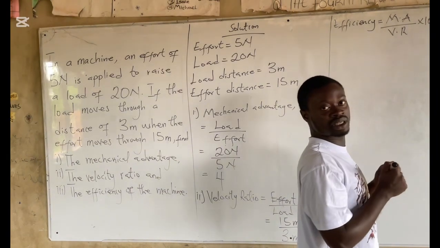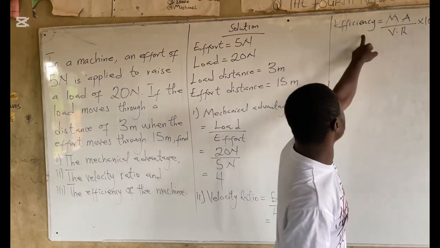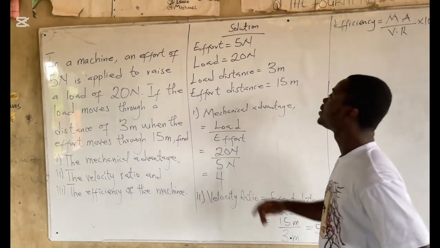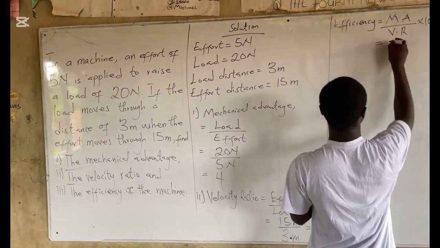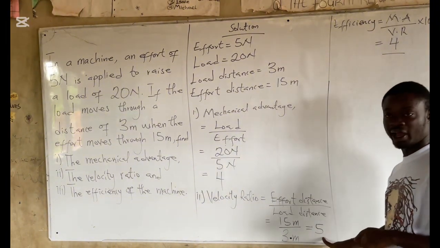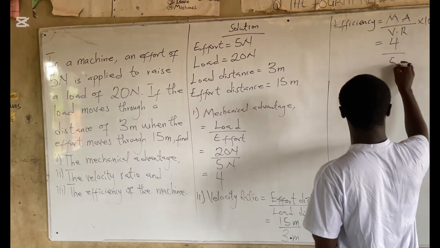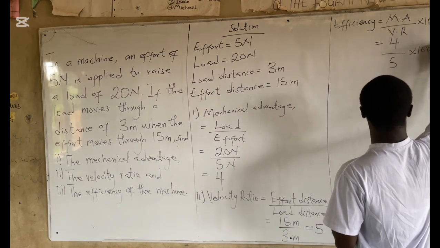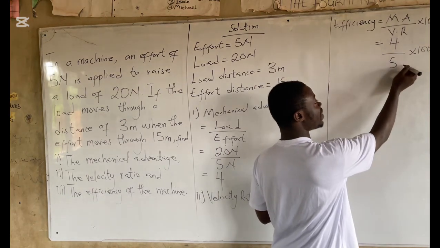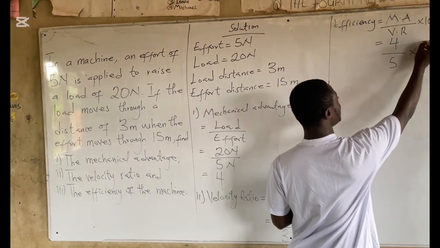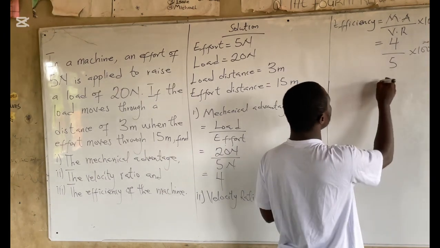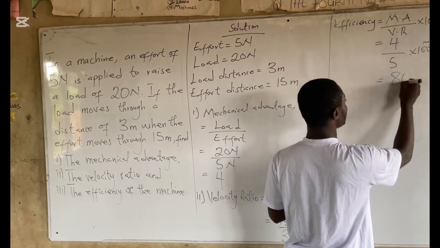Now let's substitute the values into this formula. So mechanical advantage, we just solved it. Mechanical advantage is 4. So mechanical advantage will be equal to 4 divided by velocity ratio. So the velocity ratio, we got 5. So over 5 times 100%. Now let's break it down. Okay. So 5 goes into 100 twenty times. And then 4 multiplies 20 to give us 80. Therefore, the efficiency of the machine is 80%.